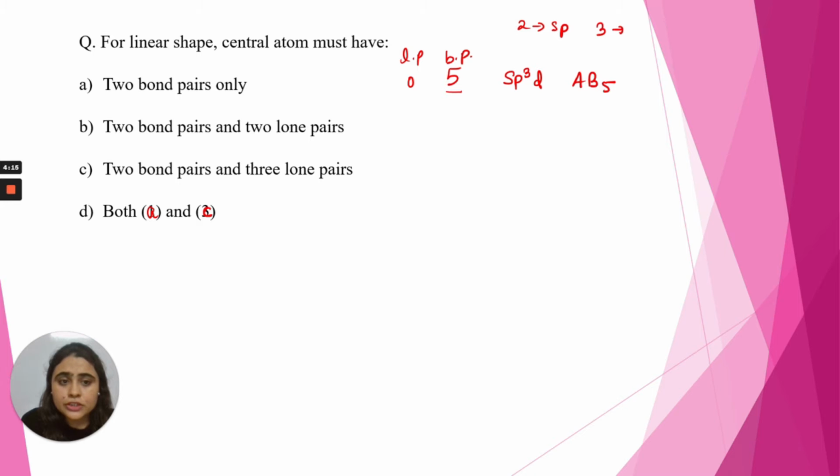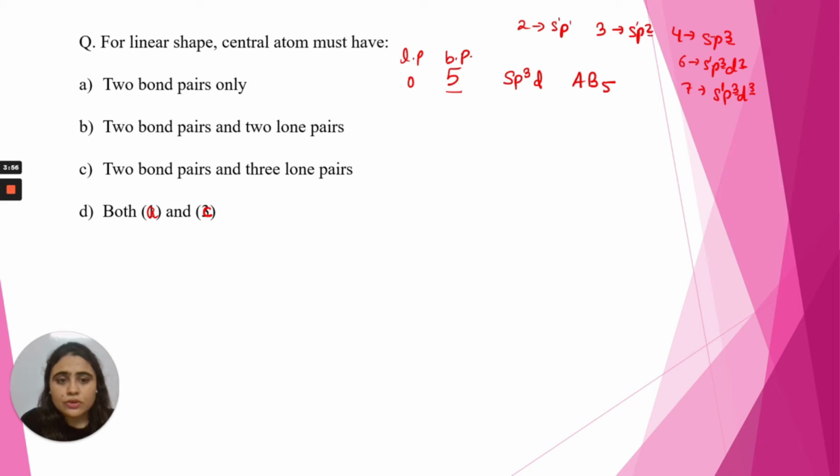If it is 3, hybridization should be sp2. If it is 4, hybridization should be sp3. 6, sp3d2. 7, sp3d3. 3 plus 3, 6 plus 1, 7. 3 plus 2, 5 plus 1, 6. 3 plus 1, 4. 2 plus 1, 3.